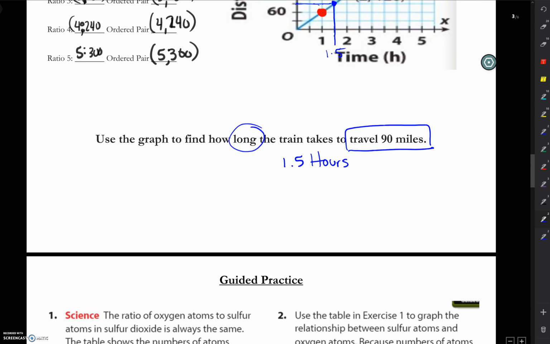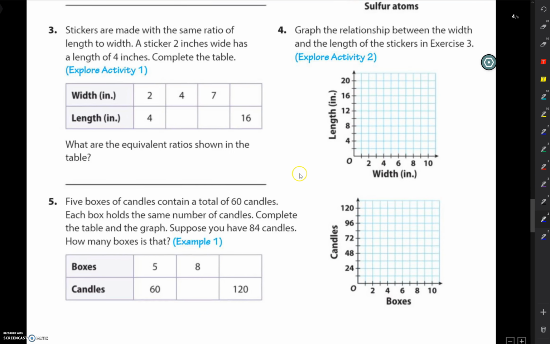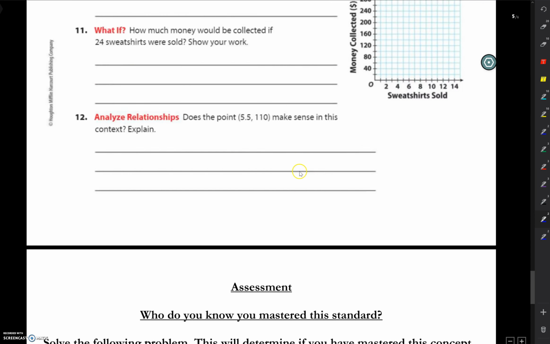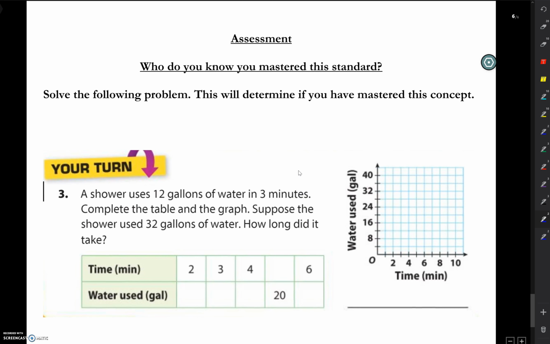Okay. Now I want you to go on to guided practice, and I want you to solve 1, 2, 3, 4, 5, and then the independent practice problems. And then here is an assessment. This is to see if you understand what it's asking you.